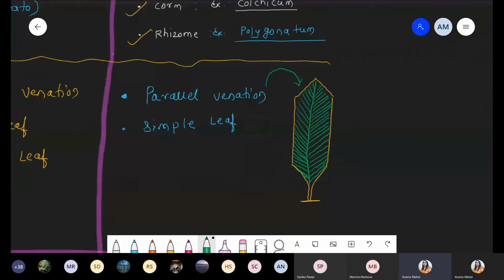So reticulate can be present in any direction. Somehow it forms a network, a complex network, reticulate venation. And parallel venation is present in case of the Liliaceae family. Got it?